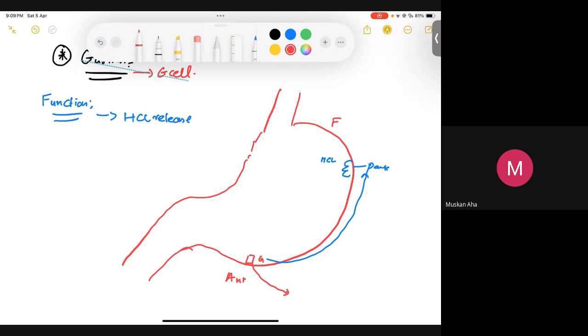Okay, what do you think? What's the other function of your gastrin? To increase motility. Okay, perfect. So it would increase motility of your stomach. Perfect. Yes. And what do you guys think? What's the last or the third function of your gastrin? It stimulates the growth of the stomach mucosa. Perfect. So it would stimulate the growth of stomach mucosa.